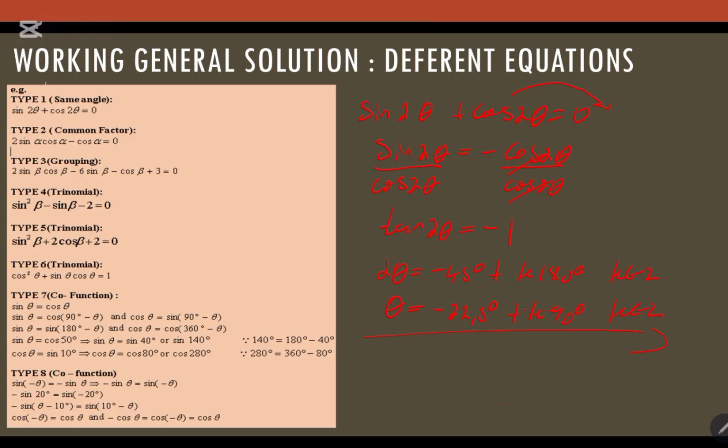Now, one other thing that we also look at is the type of equation that involves taking out the common factor.